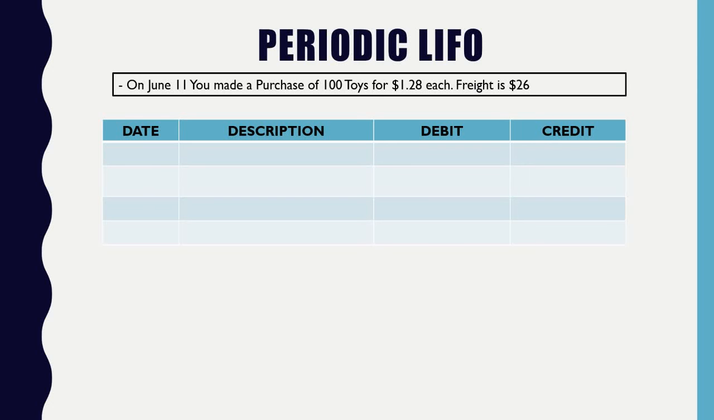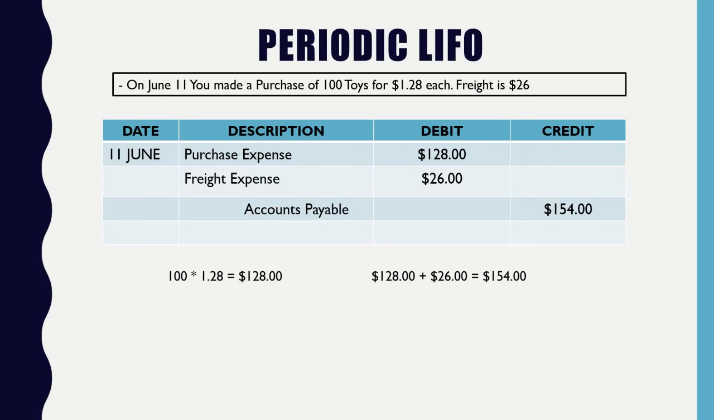11 June. Inventory expense $128. Freight expense is $26, for a total cost of 154. So good. So again, assuming that we put everything on account, so accounts payable is for 154.